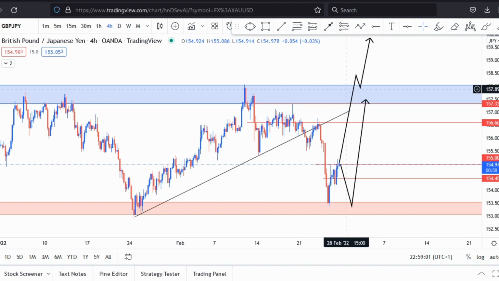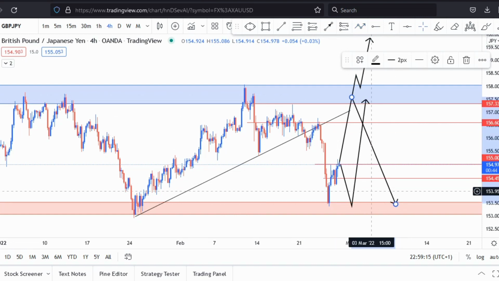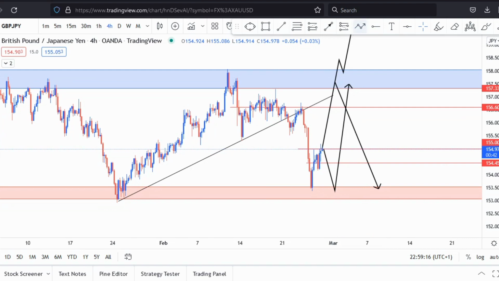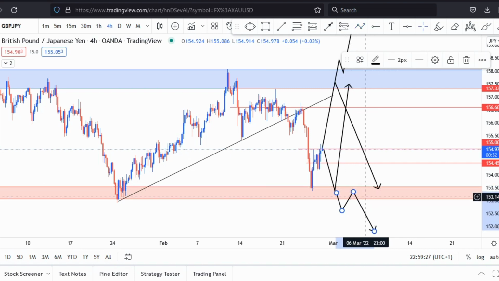The only time I'll decide to sell this GBPJPY, however, is if price gets to this resistance area and gives me a bearish signal, then I would sell to the downside. Or if price decides to break this support level over here, then I'll wait for the retest and then look for my sell trade and take it to the downside. That is when I'm going to sell.